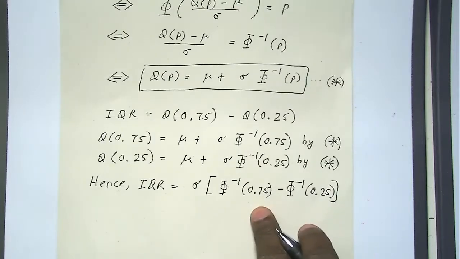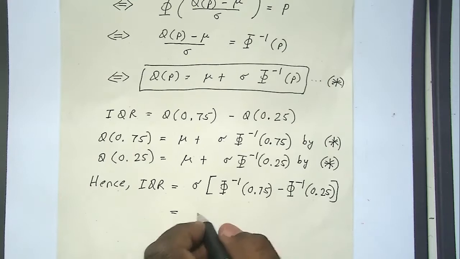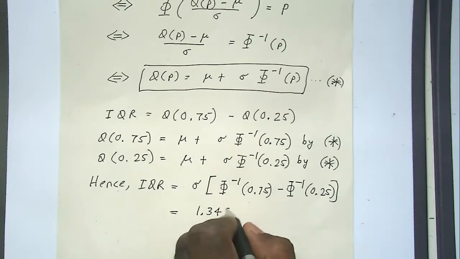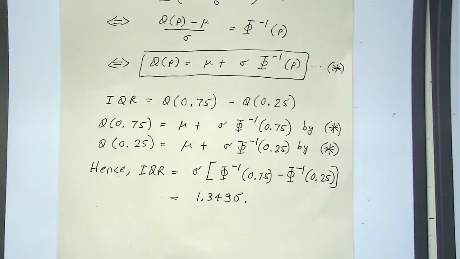You can actually read these values from the normal table, which I showed you a couple of weeks ago. Or was it 2 weeks? Maybe last week, I can't remember now. But anyway, if you read them, you will get 1.349 times sigma. So that completes question 6, okay? Part 3 you can ignore. Any questions on this, guys? Are you okay with this or not?